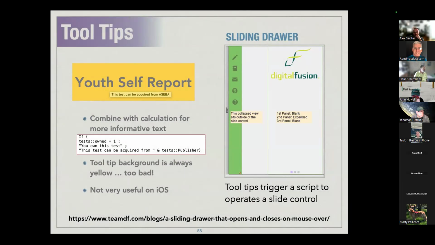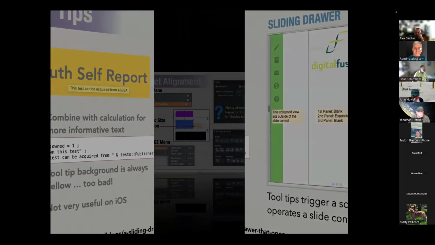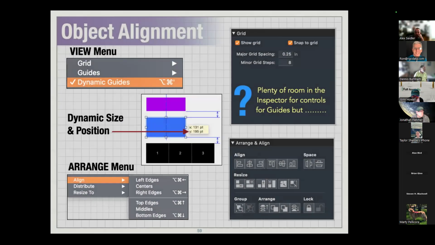This is a sliding drawer technique that's used with tooltips that trigger a script to make something pop out from the left side. And here I'm showing you something that we've already discussed a little bit about the arrangement of objects on a layout.